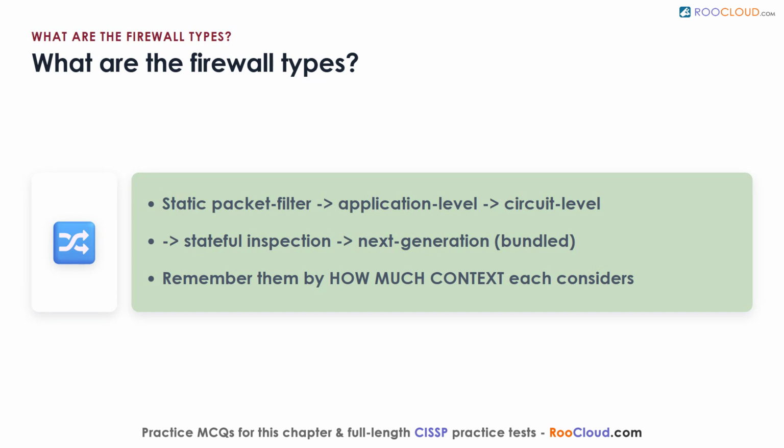A useful way to remember them is by how much context each one considers, from a single isolated packet all the way up to an entire ongoing conversation and its payload. Picture inspectors ranging from one who glances at each envelope to one who follows the whole correspondence to understand it.